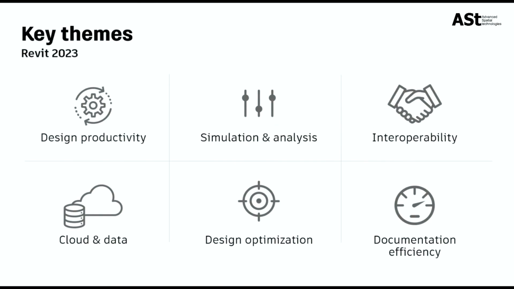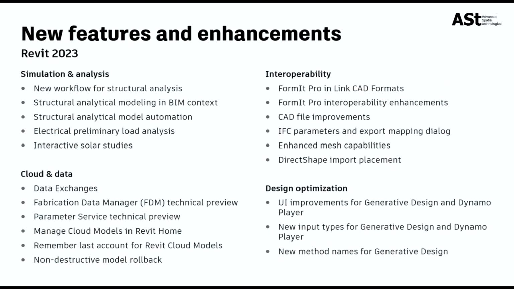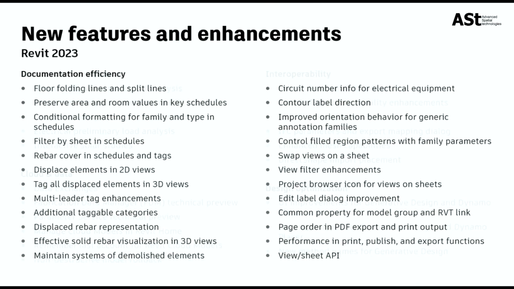Okay, so moving into Revit 2023, the big release. Key things to note here, we have 6 key themes: design productivity, simulation and analysis, interoperability, cloud and data, design optimization, and documentation efficiency. So we have numerous features here for design productivity, simulation and analysis, cloud data, interoperability, and optimization. And we have many more features for documentation efficiency.